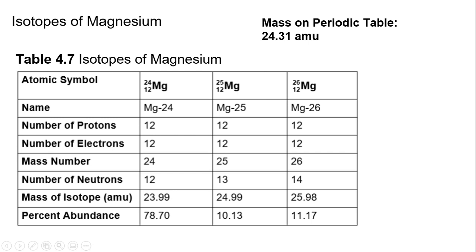Here's 25. So protons are 12, mass is 25, neutrons are 13. It has a mass of 24.99 at 10% of it. And 26, so we have number of protons 12, mass number is 26, number of neutrons is 14, a mass of 25.98. And when we find this, we find that 11% makes up mass of 26. Then we take the average with the percent and the mass, and that's how we have the mass that we have on the periodic table for this element.